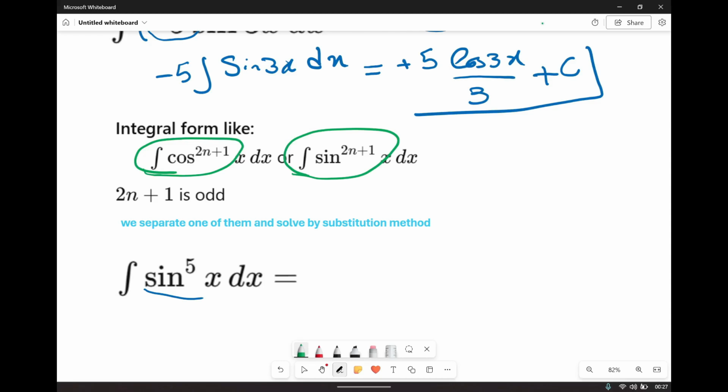First, consider that your power is an odd number. Here, sine has power 5. What is our strategy to solve them? If our power is an odd number, first we reduce one of the powers and separate it, to get closer to our total answer. What exactly do I mean? Here, our power is 5. I split it into sine x power 4 times sine x dx.